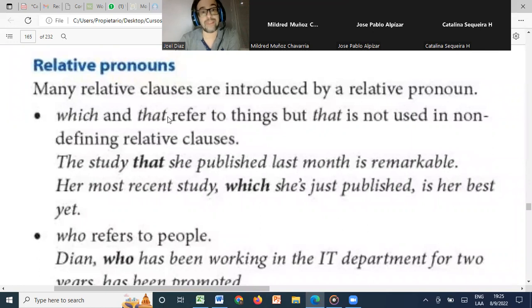You see, which and that refer to things, but that is not used in non-defining relative clauses. And this is the example, right? The study that. So in this case, you see, we don't have commas. Well, let's just put that. Oh, we have commas. Oh, we can only use which. Okay.